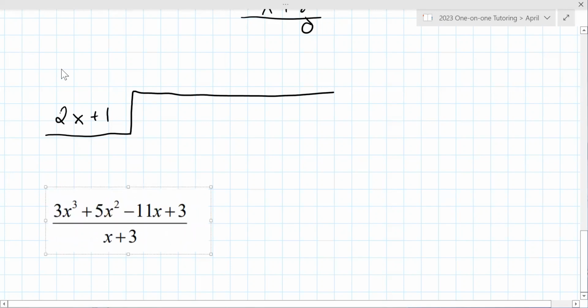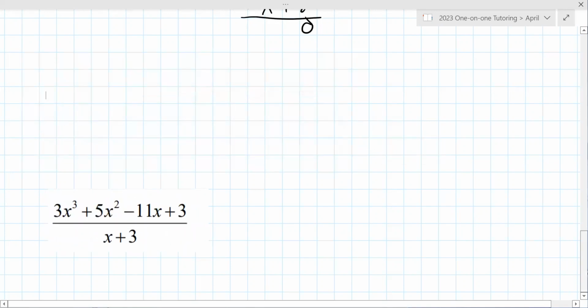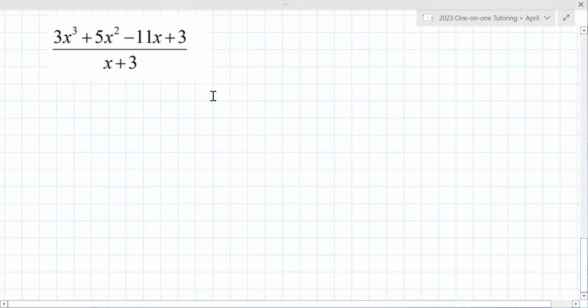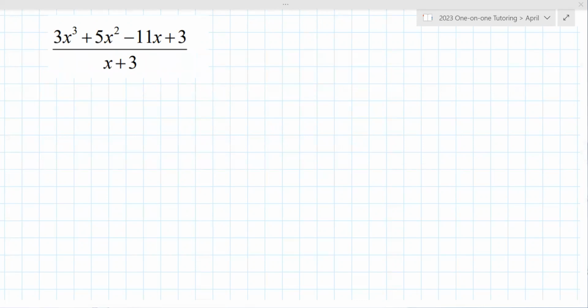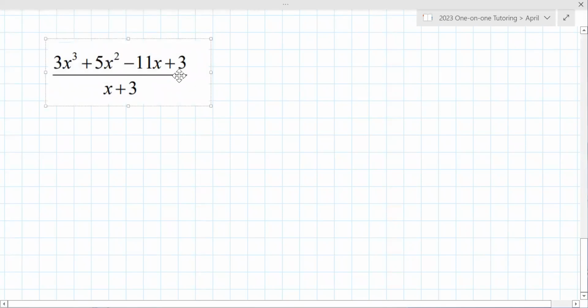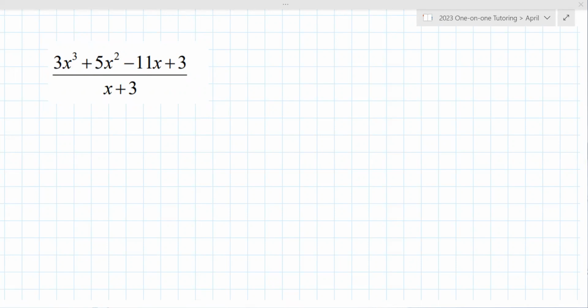All right. Why don't you try this one here? It does work out nicely, but just see if you can do it from start to finish. Ask me some questions along the way if needed. So x plus 3, and then on the inside it's 3x cubed. Yes, plus 5x squared, plus 5x, minus 11x, plus 3.